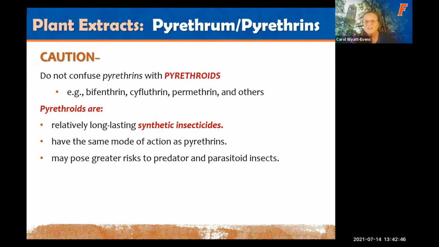Now, the one cautionary statement about pyrethrins. Pyrethrins are gradually replacing organophosphates. So your OPs and organochlorines, those are really toxic broad-spectrum pesticides that are also toxic to us. But please don't confuse pyrethrins with pyrethroids. Pyrethroids are the synthetic analog of pyrethrins. And although they are good and effective products, they tend to accumulate in the environment. So pyrethroids pose a greater risk to our predators and especially our parasitoid insects. So just be aware of what you're purchasing.